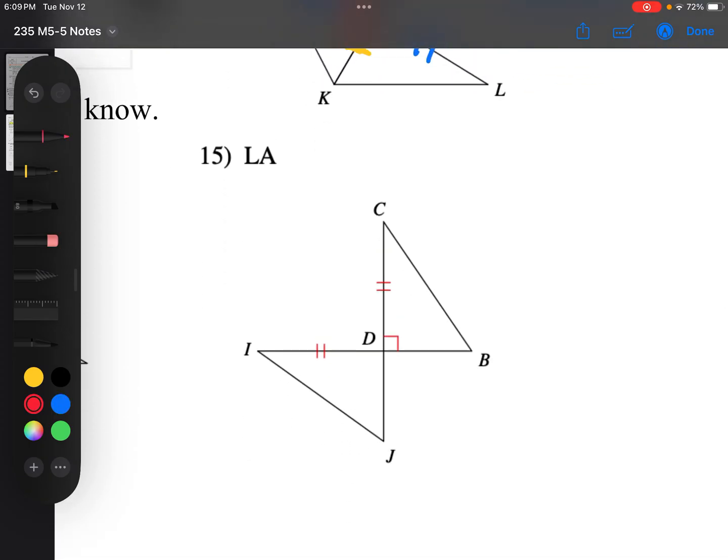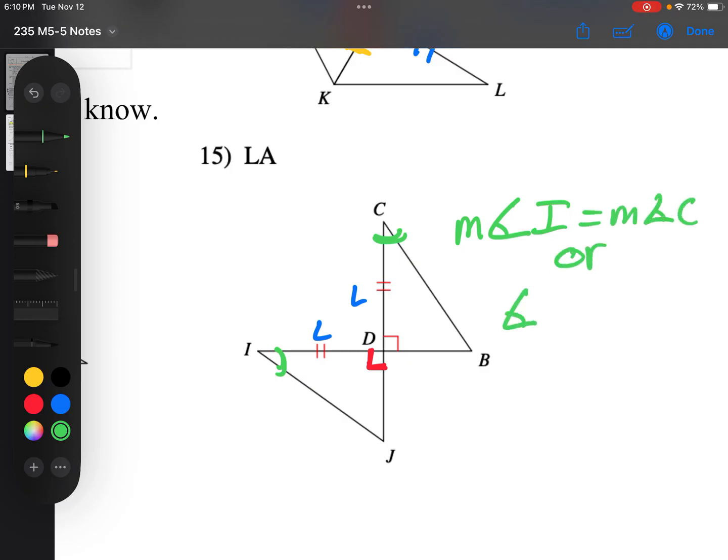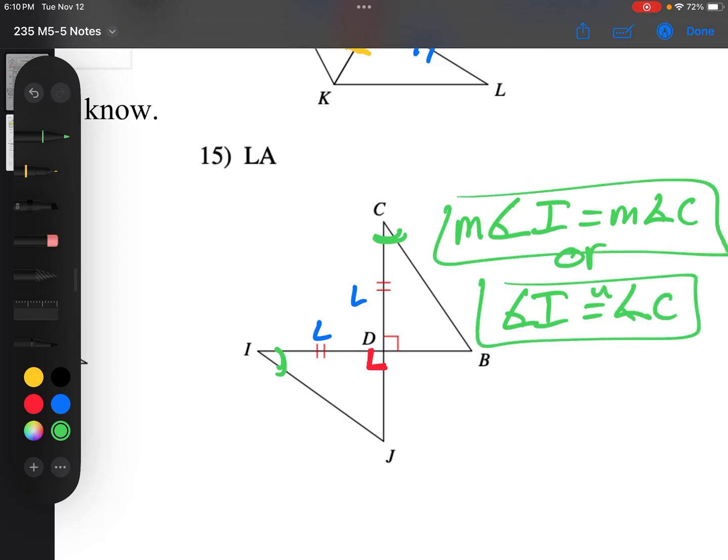And then we have a leg angle here. So remember, the right angle doesn't count. That just shows you it's a right triangle. So I know for sure right off the bat I have a leg, and then I need an angle next to that leg. So I need to know that angle I is congruent to angle C. So I'm going to say the measure of angle I is equal to the measure of angle C, or you could just say that I is congruent to angle C. Okay? Either of those would be correct answers.